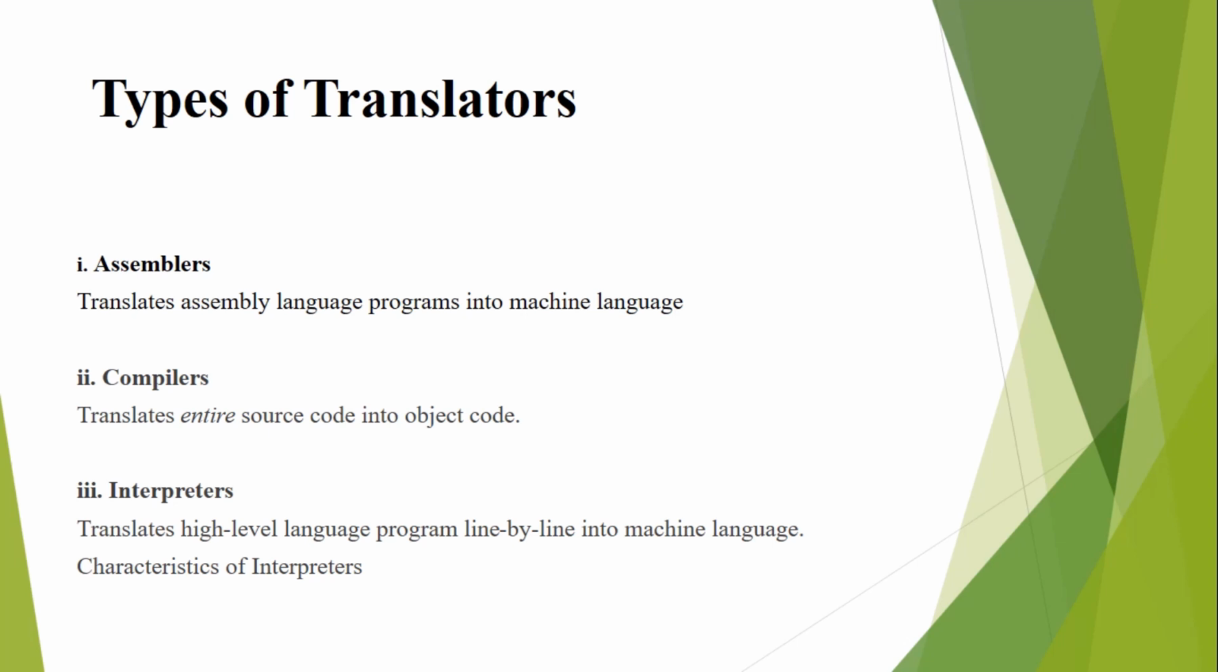So compilers have a short execution time, while interpreters have a longer execution time. Compilers are more sophisticated since they deal with the whole source code, while interpreters are simpler and easier to use. Compilers require more memory for translation of the source code, while interpreters require less memory.